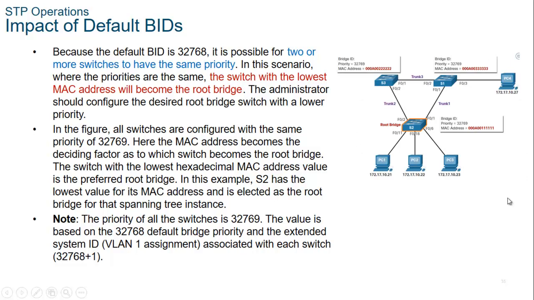In this example here, all three switches have the same priority. Now, once everyone has the same priority, to elect the root bridge, they will look at the MAC address. Here, the MAC address of S2 is the lowest compared to S1 and S3. So S2 will be elected as the root bridge.